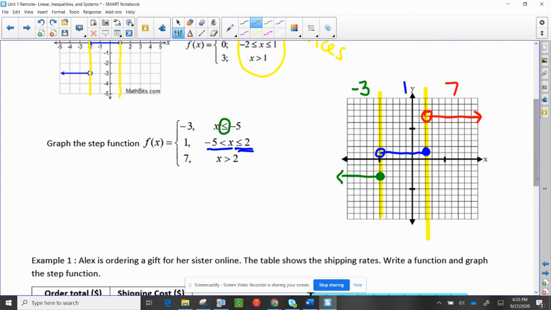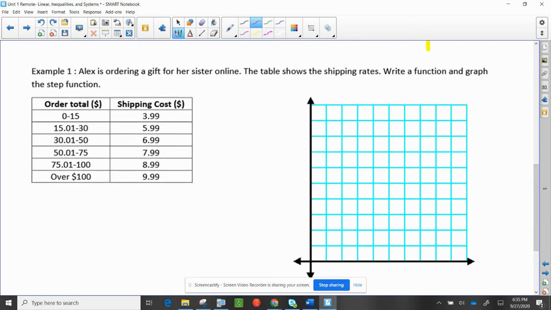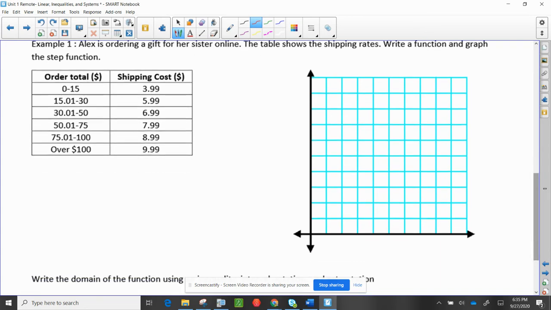Okay, so now let's apply this to some real life problems. So here's an example that we have with Alex. Alex is ordering a gift for her sister online. The table shows shipping rates. So what we're going to do is write a step function and then graph it here. So we have these intervals, and then the cost at those intervals. So if I have to write a step function, we're going to write a step function.